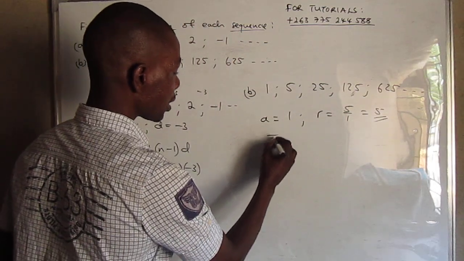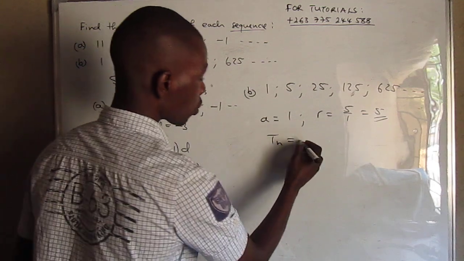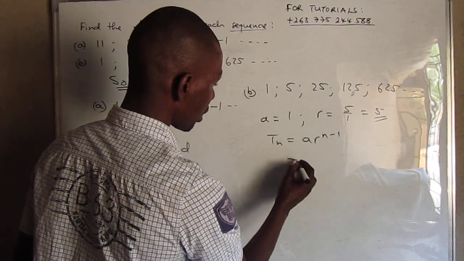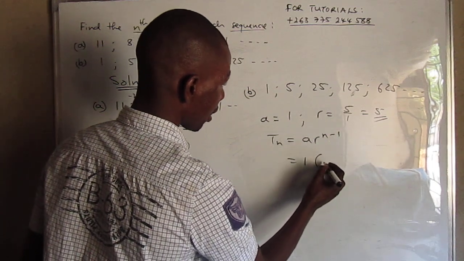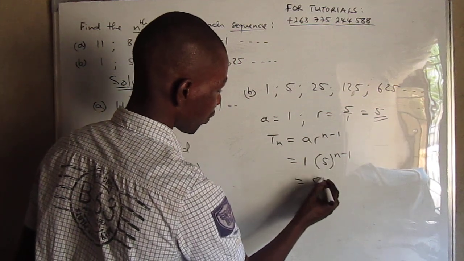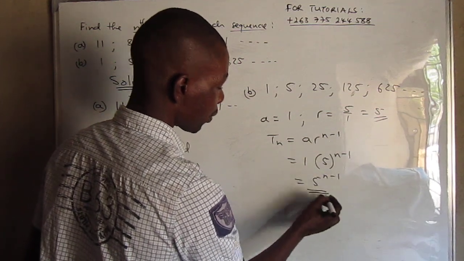So for geometric sequence, we said Tn is equal to A r to the power n minus 1, right? So we have 1 times our r, which is 5, to the power n minus 1. So this one will be 5 to the power n minus 1 for the nth term.